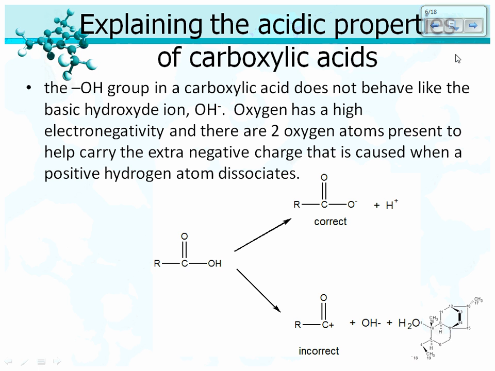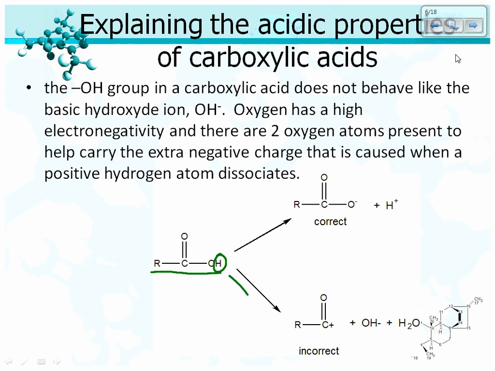So here is my carboxylic acid. What will happen when it actually acts as an acid is that it's going to lose that hydrogen. So remember, your definition of an acid from grade 11 is something that will donate a proton. A proton donor is an acid. So there's a proton, or an H, that can be donated from these acids, okay?